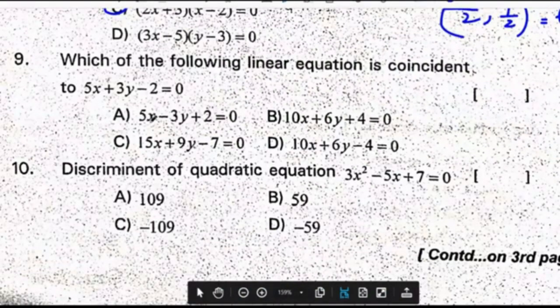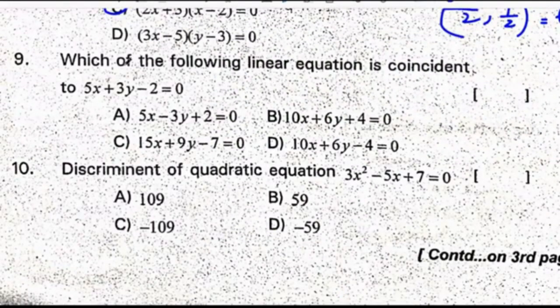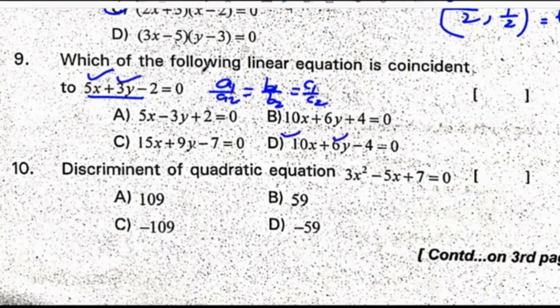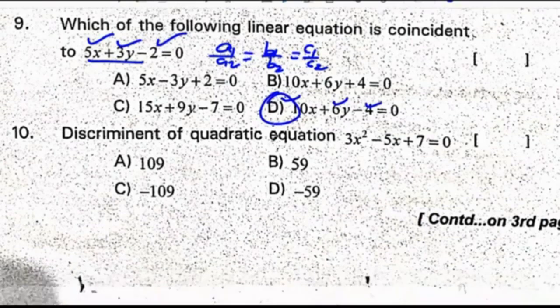Which of the following linear equations is coincident? Coincident means a1 by a2, b1 by b2 and c1 by c2 all will be equal. So 5x doubled is 10x, 3x doubled is 6x, 2 doubled is 4. So option D is the correct answer.